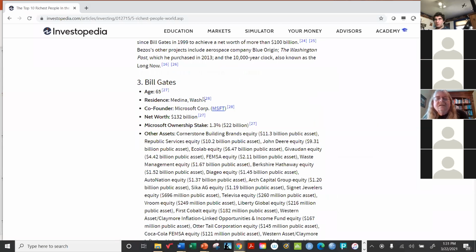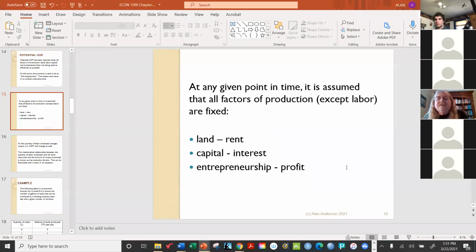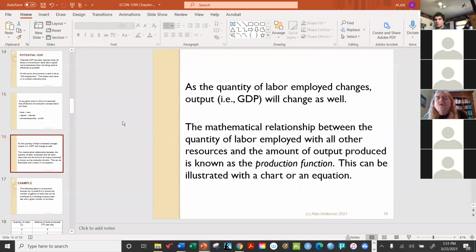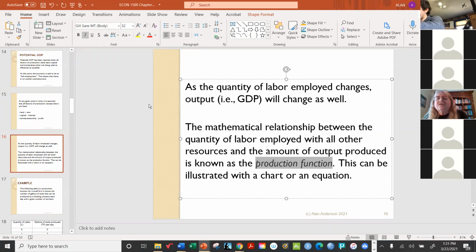Wow. All right. Anyway, so that's what entrepreneurship is all about. That's what you're aiming for. And so anyway, as the quantity of labor employed changes, of course, GDP will change as well. So we're going to introduce a very important graph here. It's called the production function. And basically what it does is it shows us how much output can be produced with different quantities of labor.